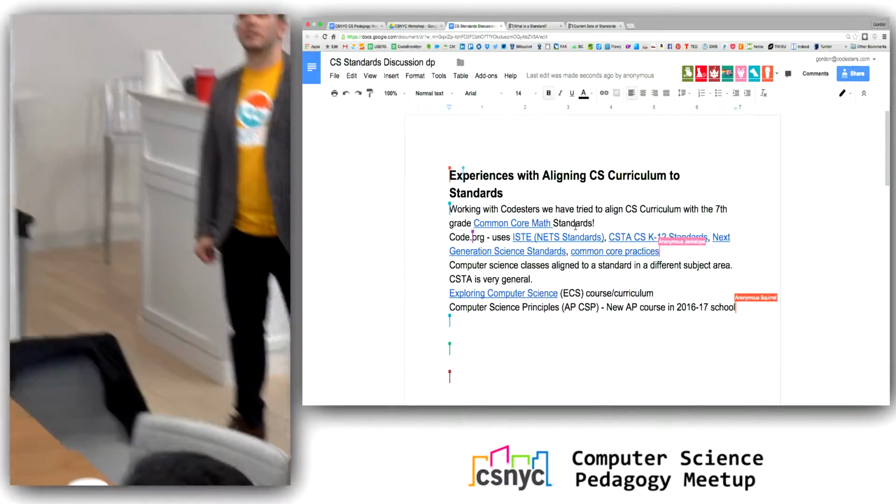We're using lots of alphabet soup here. Does everybody know ECS, Exploring Computer Science? And CSTA, and the next generation NGSS. So what I've been doing in the document is going through and providing links to each of these standards bodies, just for the people who are participating so that they can follow up. Just a little bit of overhead for the ones that have been mentioned already.